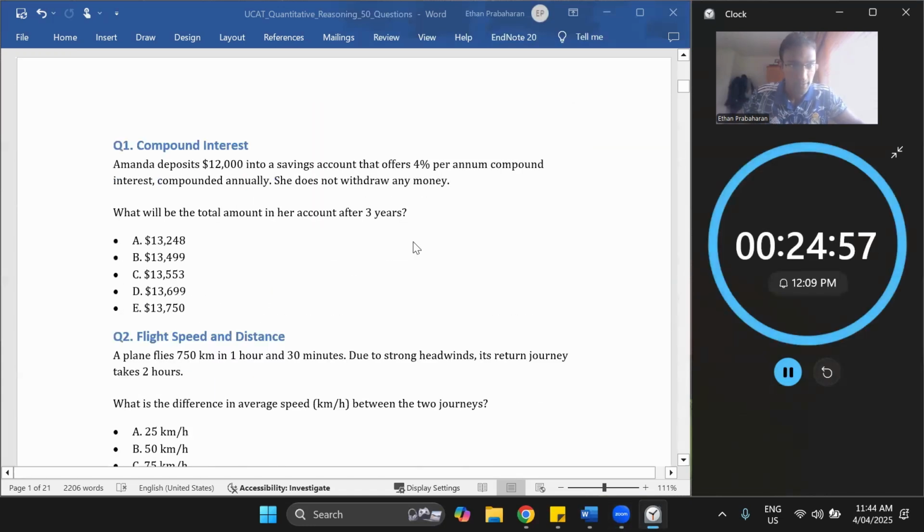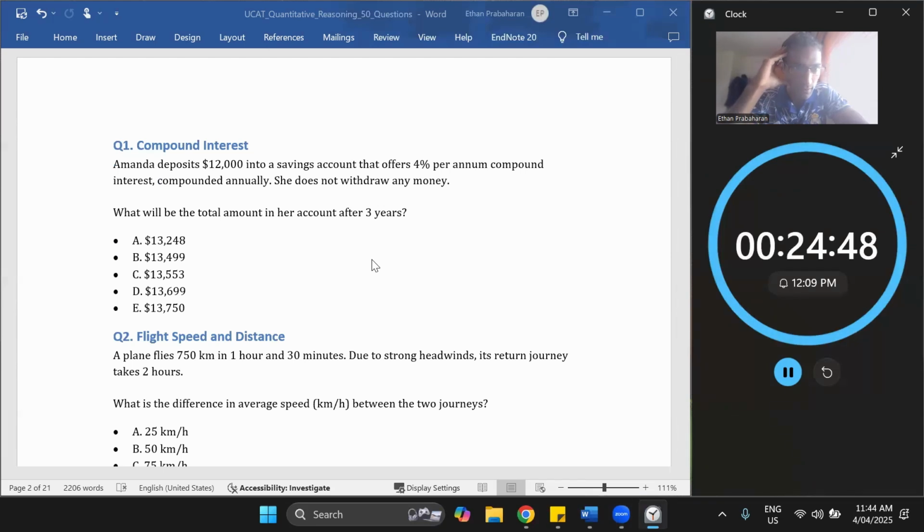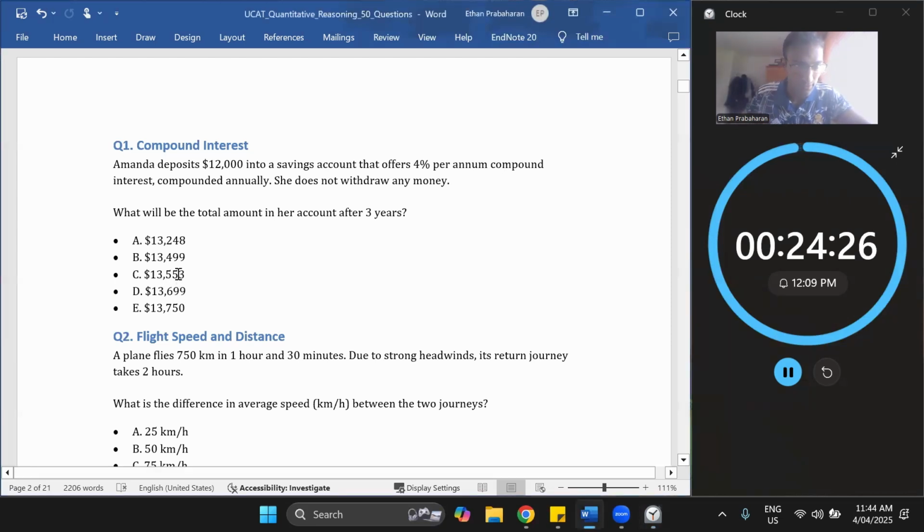All right. Okay. So 1% is 120, which means 4% is 480. So it's 12,480. And 480 times 500 times 3 is 1500 minus 60 is 13,540. A bit more than 13,540. Let's go with C.